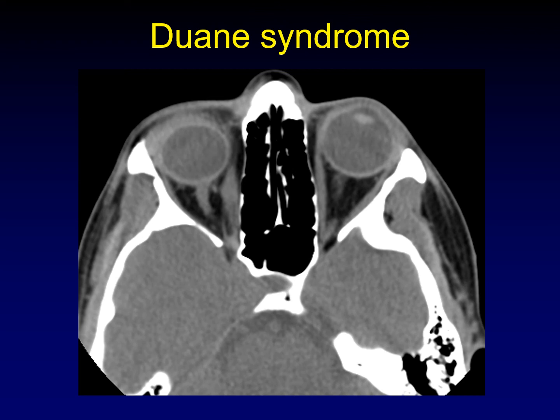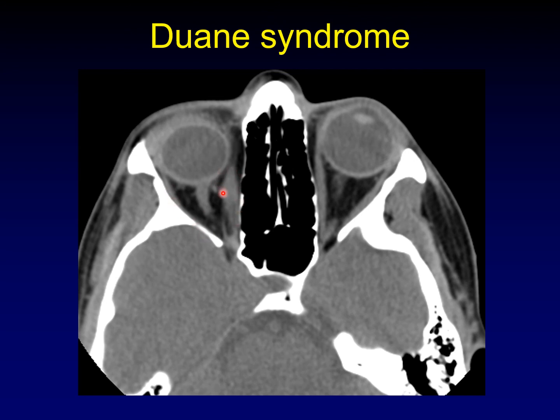It is possible to have a congenital hypoplasia or aplasia of the sixth cranial nerve. That is called Duane syndrome, and the radiologic manifestations, it's sometimes hard to pick up the absence of the sixth cranial nerve, although it can be seen in the prepontine cistern. What's usually more evident radiologically is the atrophied lateral rectus muscle.